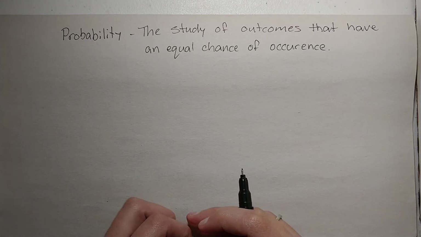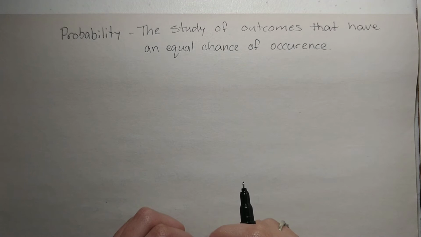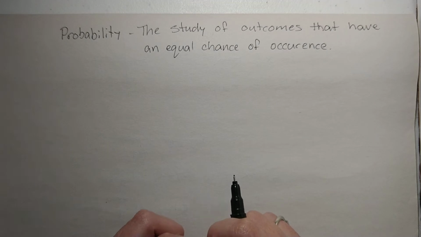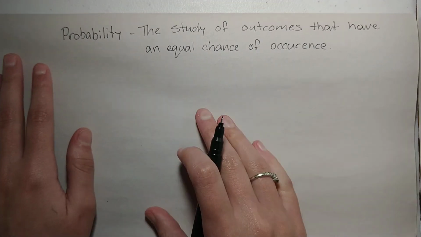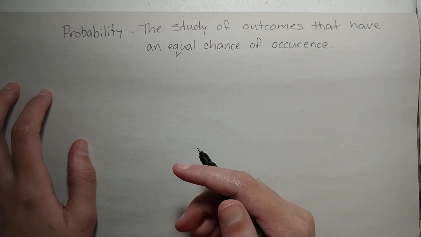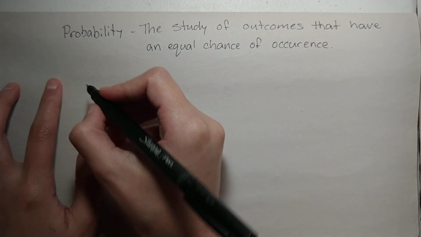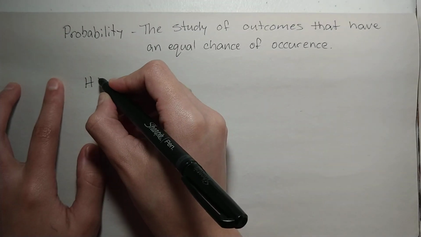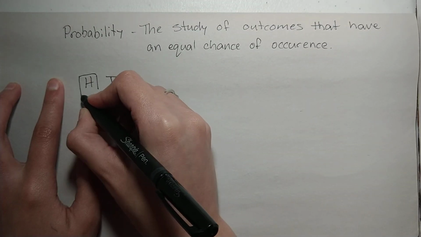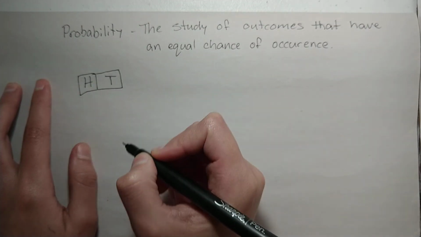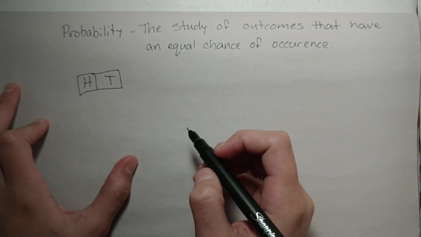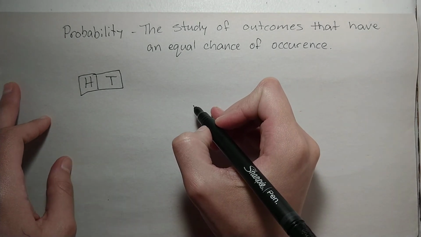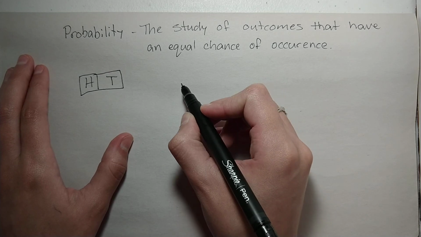All right, now we're going to talk about probability. And this is the study of outcomes that have an equal chance of occurrence. So with probability, we're usually going to be talking about flipping coins and rolling dice. So if you flip a coin, you have 2 possibilities. You either get heads or tails. Those are your possibilities.